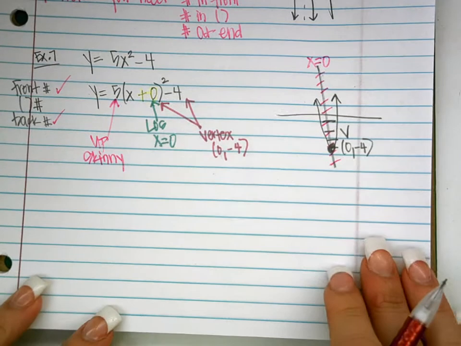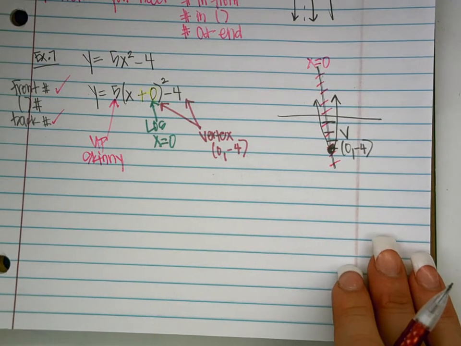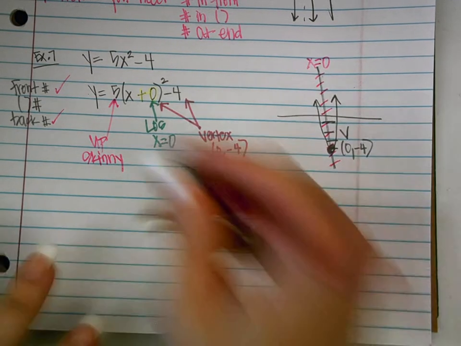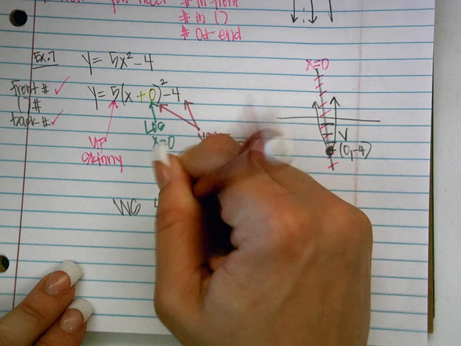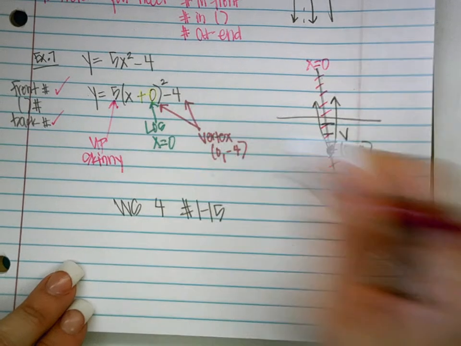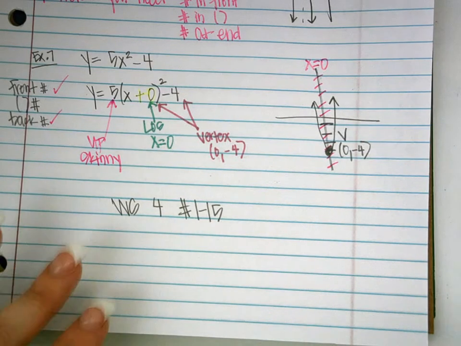Okay, homework for this is going to be worksheet 4, numbers 1 through 15. Okay, you do not have to do any of those table of values things. Okay, you can go straight to the shortcuts for these.